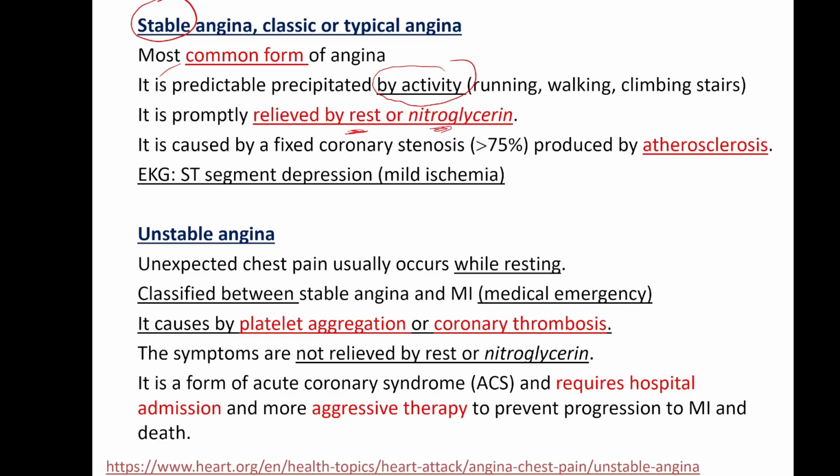The symptoms occur when more than 75% of the coronary artery suffers from stenosis, normally caused by atherosclerosis. So the main cause of stable, classic or typical angina is atherosclerosis, and the artery will be 75% closed by the atherosclerosis, with only 25% working in these arteries. On the ECG, we have ST segment depression as a sign of mild ischemia.